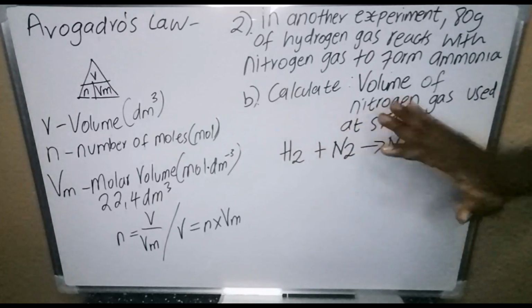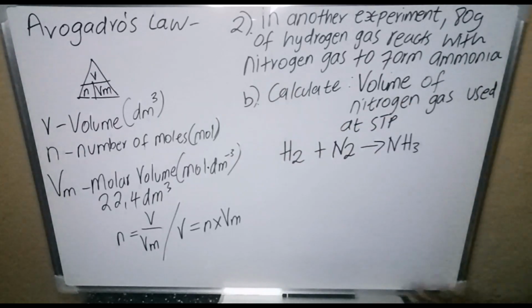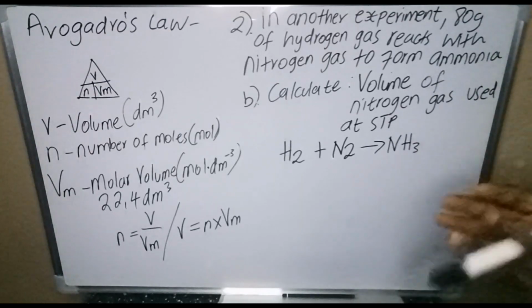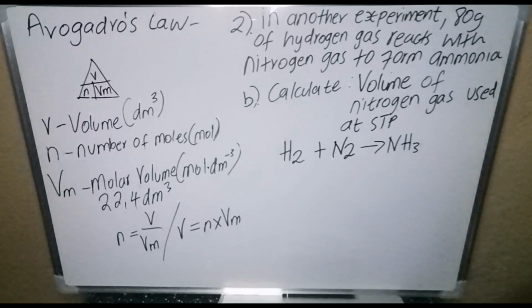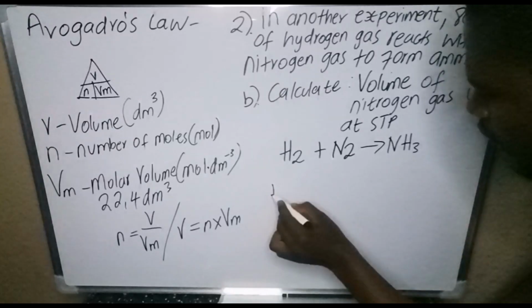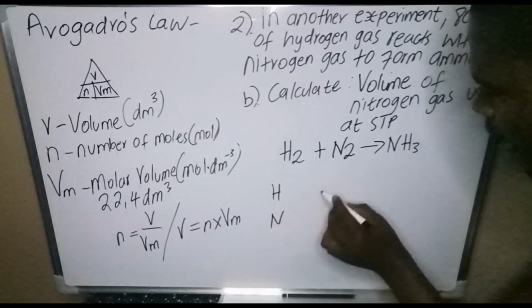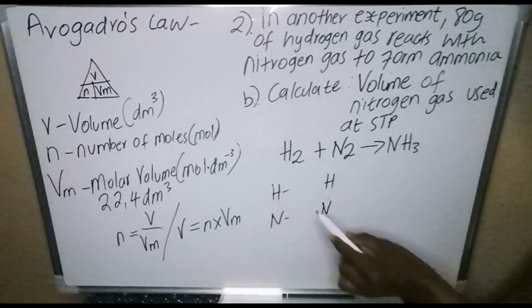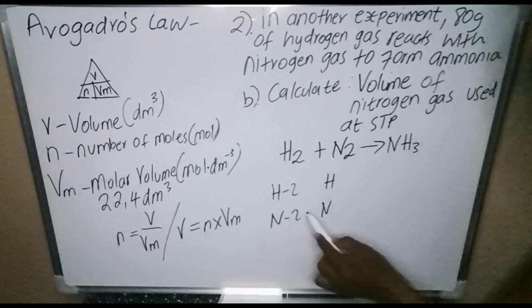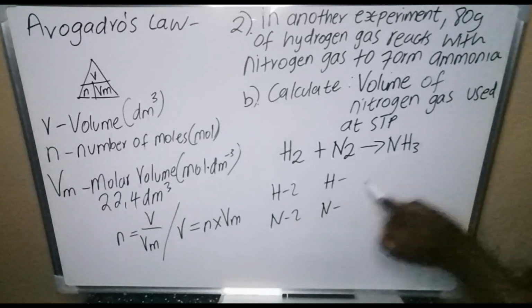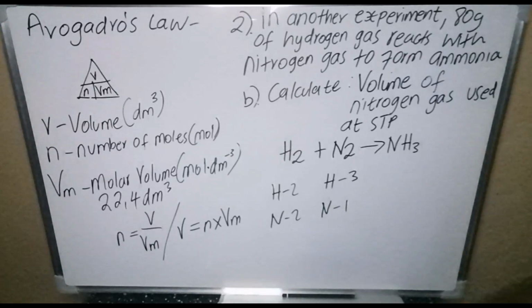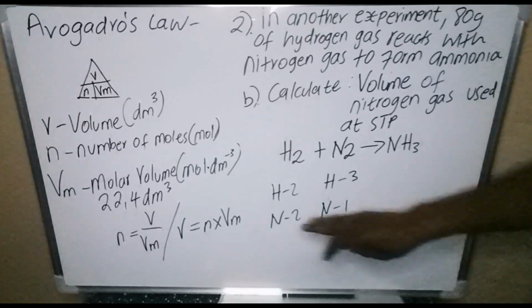Now, is this formula balanced? The first question you need to ask yourself is whether this formula is balanced. The answer is no. How do you balance the formula? Very simple. On our left, we've got hydrogen and nitrogen. On our right, we've got hydrogen and nitrogen. How many hydrogens do we have? We've got 2 on the left, 2 nitrogens. On our right, hydrogen is 3 and nitrogen is 1. So which side needs to be filled between the left and the right?